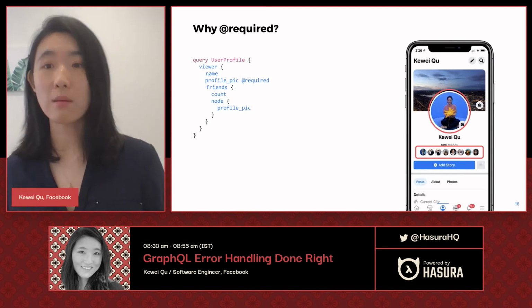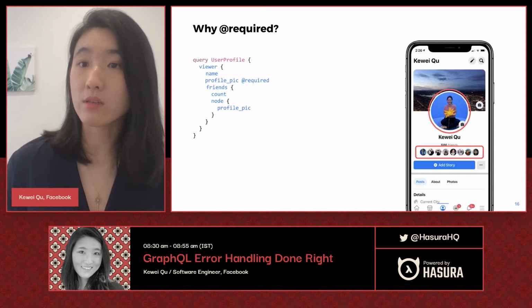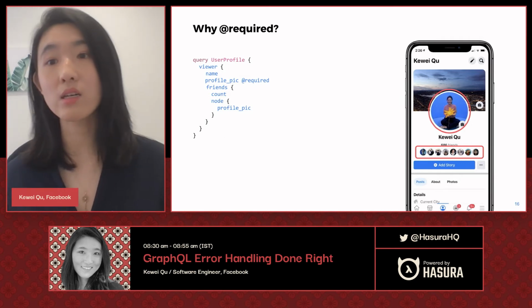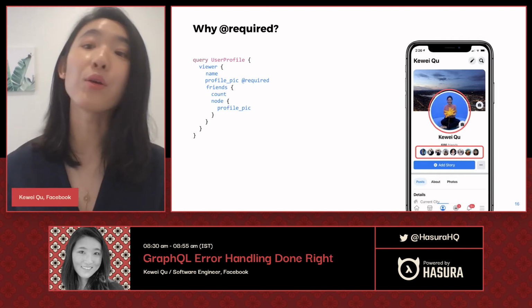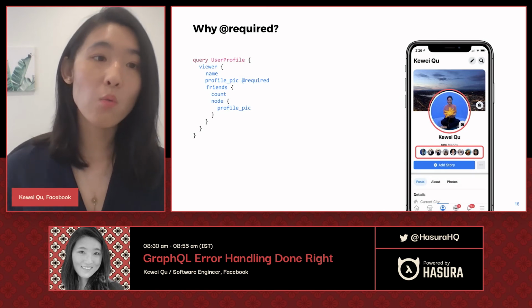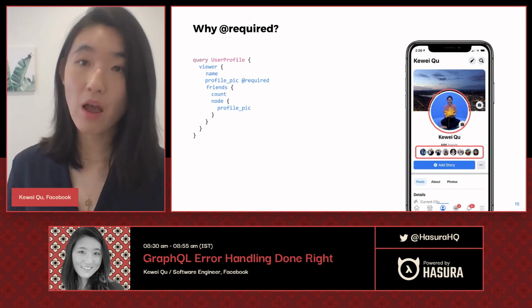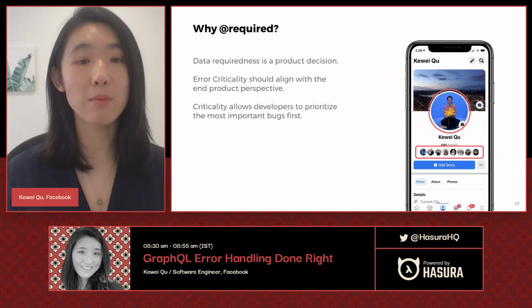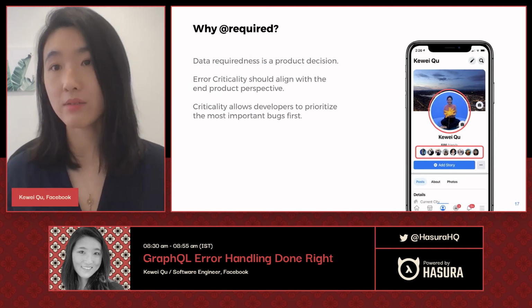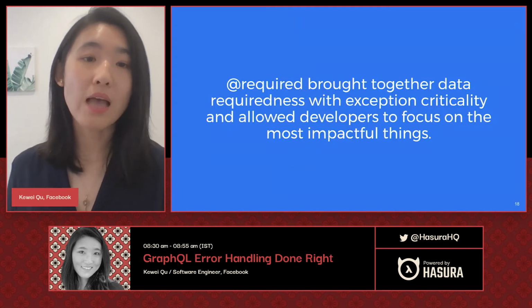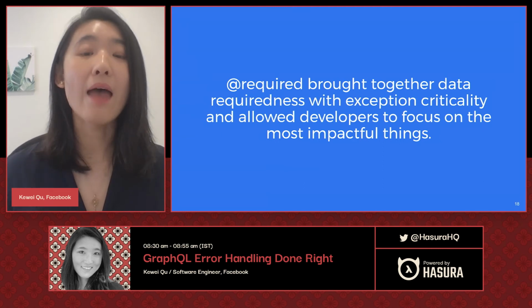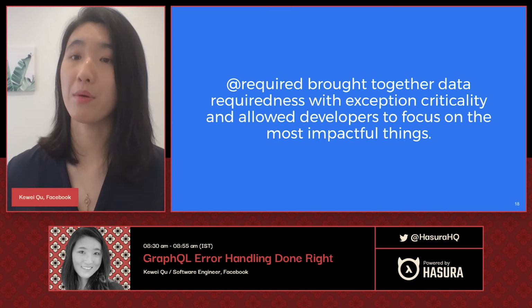And later on, with some debugging, you find out that timeouts happen when the user is traveling to a different area where they're hitting a data center whose cache is not hot, and you can do something about it. So from the end user's perspective, the product team can prioritize the most important bugs first. So criticality allows developers to prioritize the most important bugs first. And what we're saying is @required brought together data requirements with exception criticality and allows developers to focus on the most important things first.